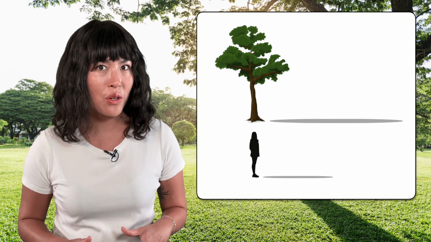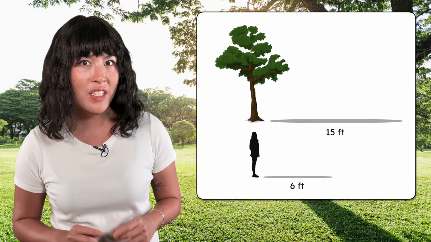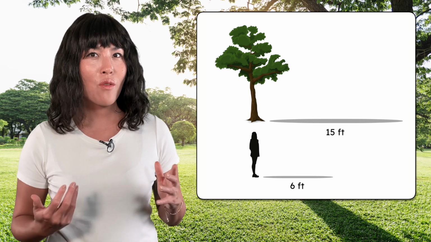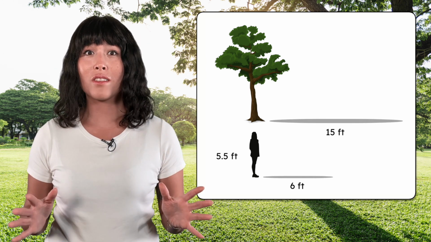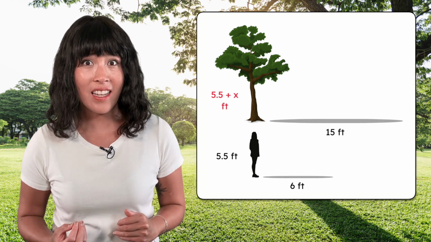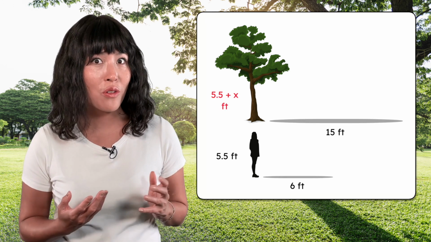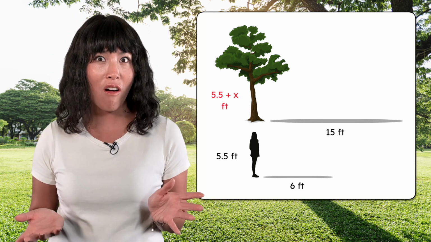I measured the shadows and found that mine was 6 feet long, and the tree's shadow was 15 feet long. I know I'm 5.5 feet tall, and all this measuring made me start to get curious. Could I use these shadows and my height to figure out how much taller the tree is than me? And even how tall the tree is overall?